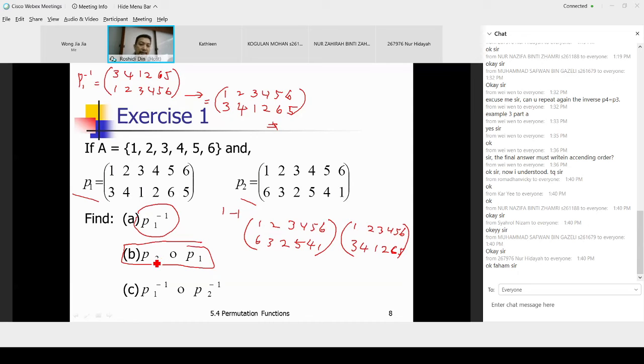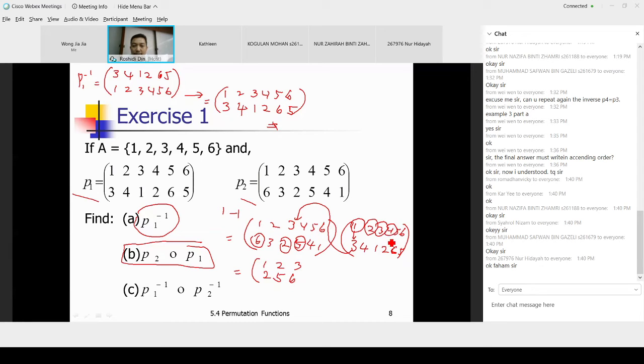Okay. What is the answer once P2 joins with P1? So the answer will be, we start with this one. So 1 maps to 3. So we must find 3. 3 maps to 2. So the answer will be 1, 2. So 2. 2 maps to 4. 4 maps to 5. So the answer will be 2, 5. 3 maps to 1. 1 maps to 6. So it will be 3, 6.